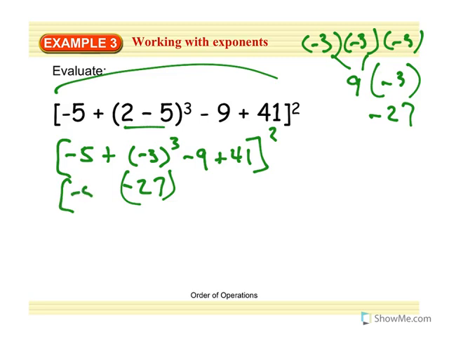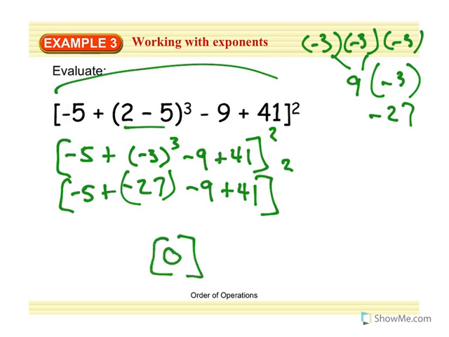So now I'm looking at negative 5 plus negative 27 minus 9 plus 41, and that whole thing is being squared. So let's go through this left to right. Negative 5 plus negative 27 is negative 32. Negative 32 minus 9 is negative 41. And negative 41 plus positive 41 is 0. And hopefully we know that 0 squared is simply 0 times itself, which gives us a final answer of 0.